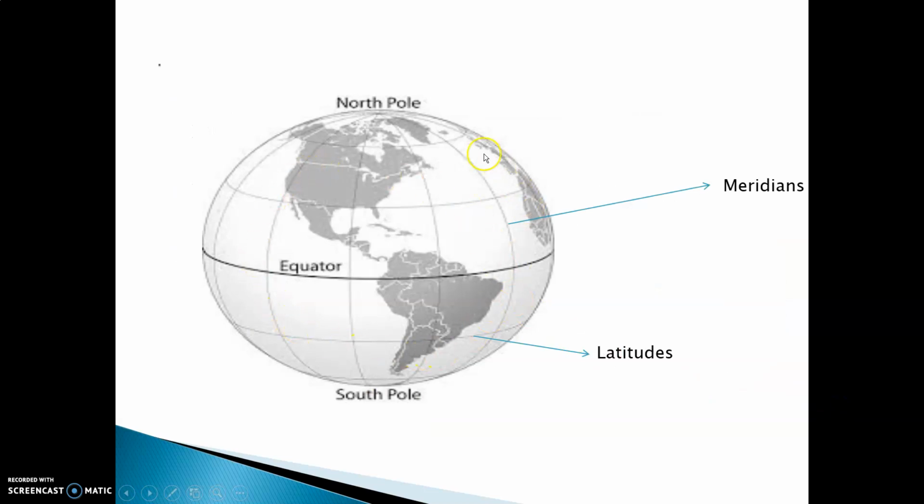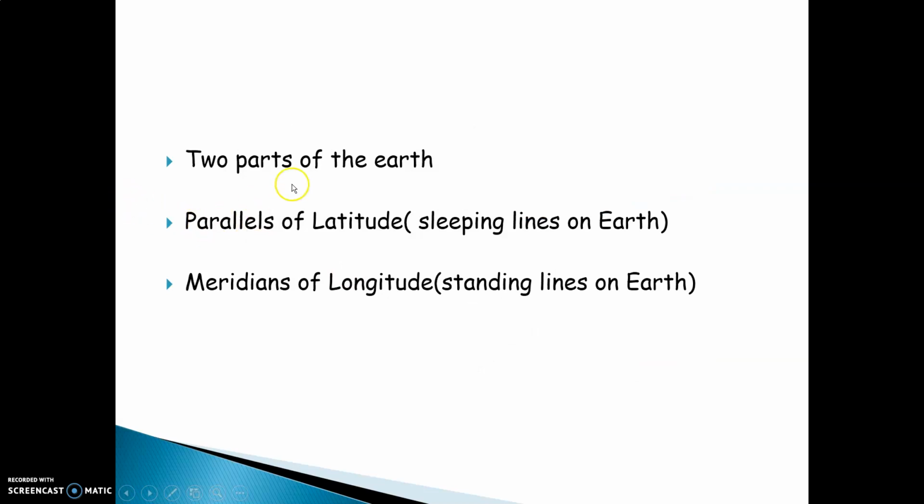You can see over here, this is our earth, and these vertical lines or standing lines in simple terms are called the meridians of longitude, whereas the stepping lines or the horizontal lines, which do not intersect or do not meet each other, are called latitudes or parallels of latitude. So we have learned the two parts of the earth are made up of parallels of latitude. That means the simple or stepping lines on the earth are called the parallels of latitude, and meridians of longitude means standing lines on the earth are called the meridians of longitude.